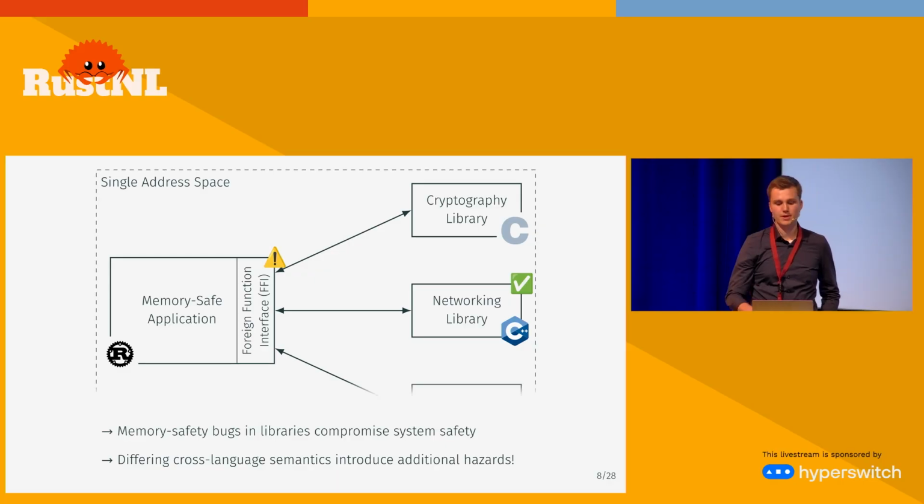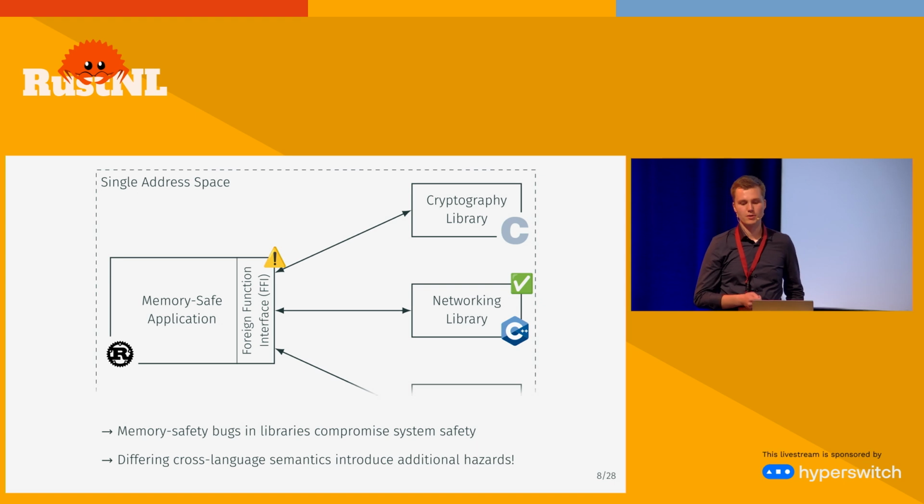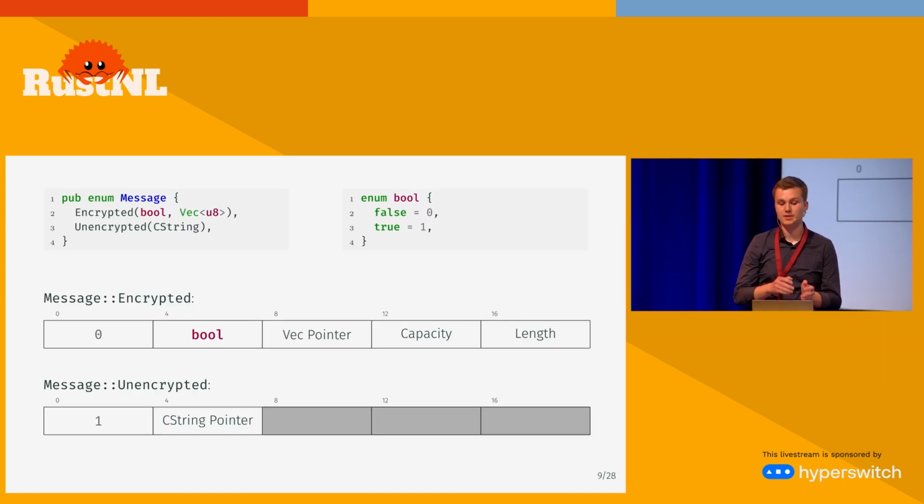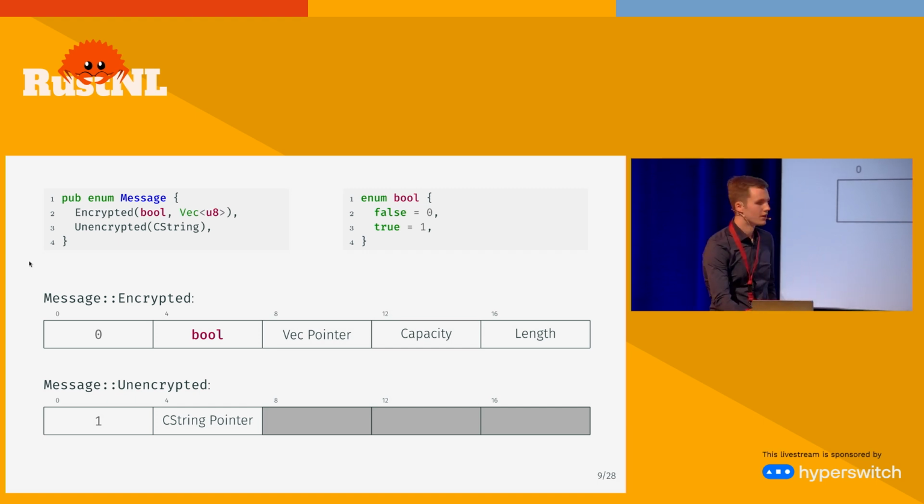There is, however, also another type of issue, which is a bit harder to spot. Even if we assume that these libraries are entirely well behaved and our interface code with them is sort of superficially correct, the different cross-language semantics between these languages can introduce additional hazards. And to explain this issue, we're going to have to go into a bit more detail of the previous example, particularly this pub enum Message type. So we can see here again that this enum type has two variants, which I've outlined here on the slide, and I'm depicting their memory layout. So we can see that the first word of memory is occupied by an enum discriminant, which just indicates what the active variant of that enum is right now.